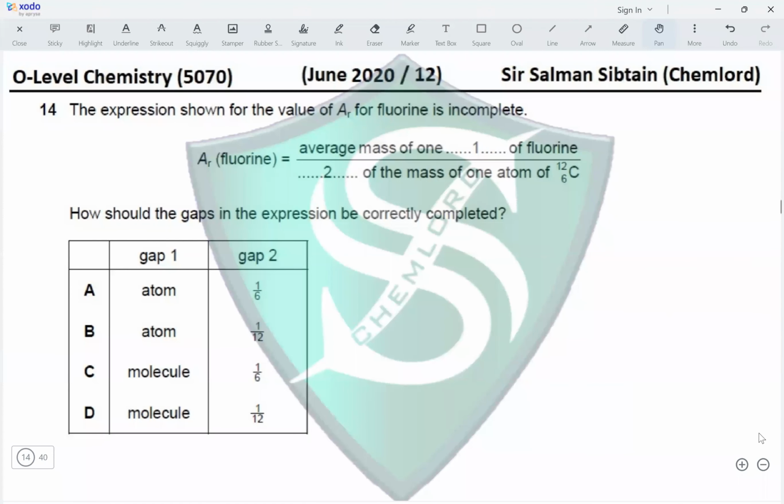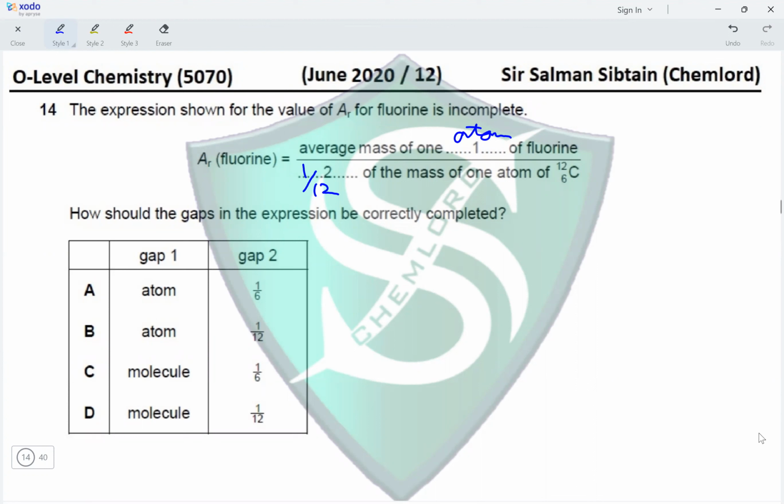Question 14. The expression shown for the value of AR for fluorine is incomplete. How should the gaps in the expression be correctly completed? Okay, so AR is given as average mass of one dash of fluorine. This would be atom because it is the atomic mass, and dash of the mass of one atom of carbon 12. So it is 1/12 the mass of one atom of carbon 12.